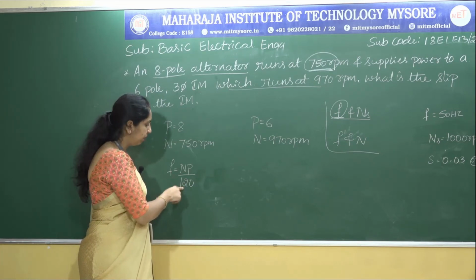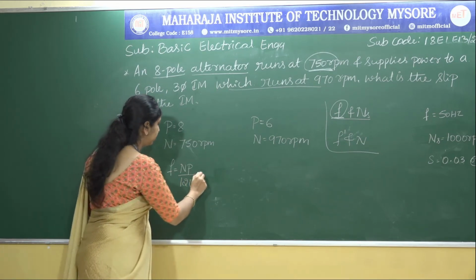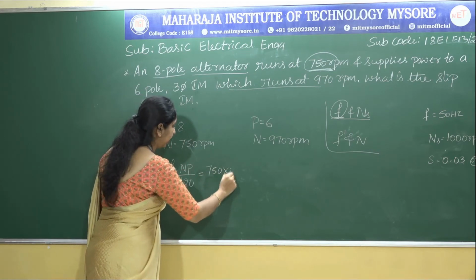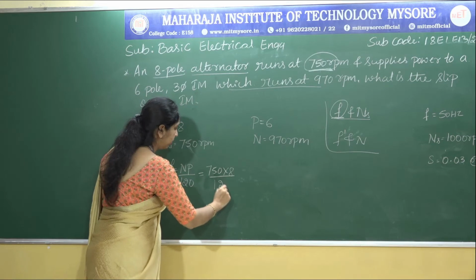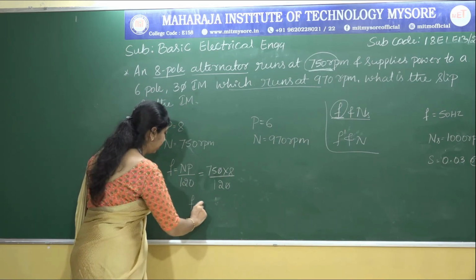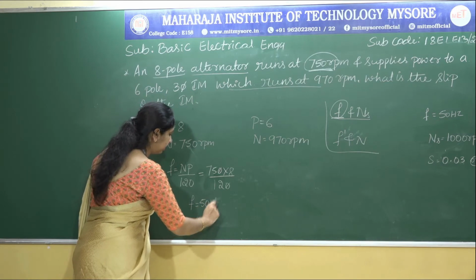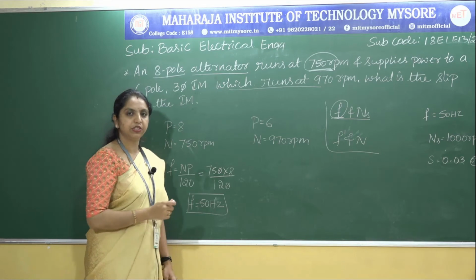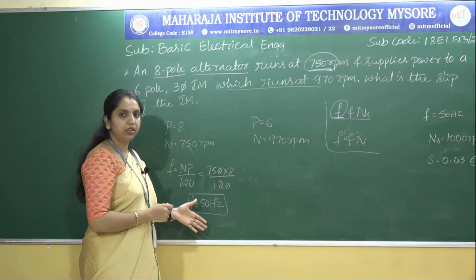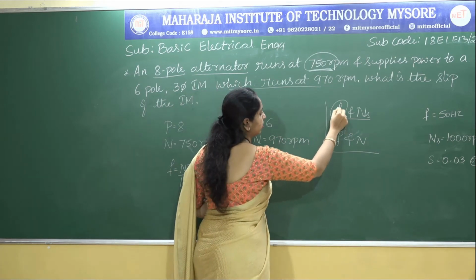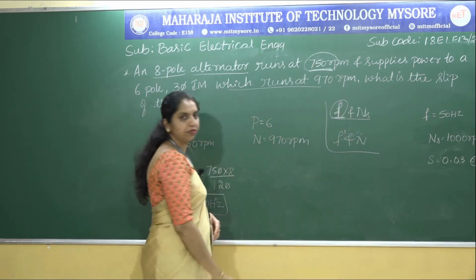F is equal to NP by 120, and substitute these values. So N is equal to 750 into 8 divided by 120, right? And finally, you may be getting F is equal to 50 Hertz. And which frequency is this? So that is the rotating magnetic field frequency, F.